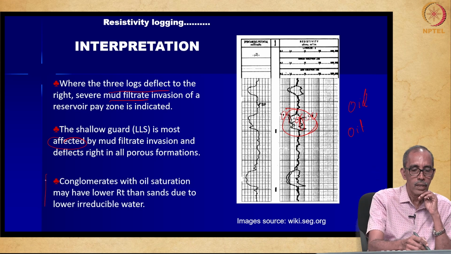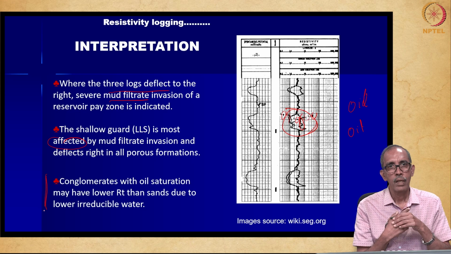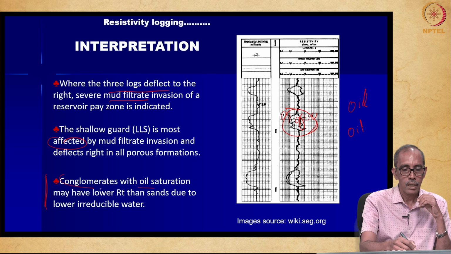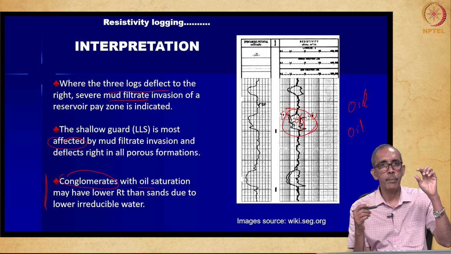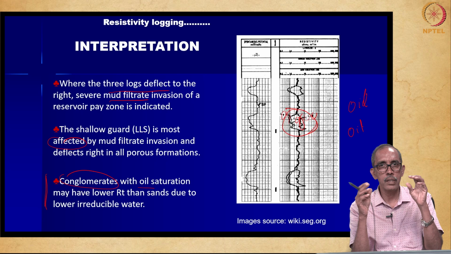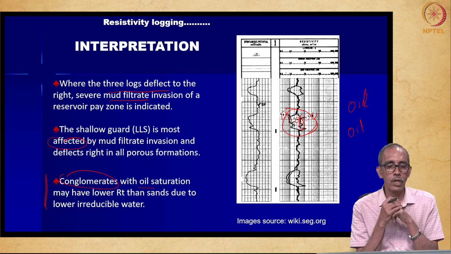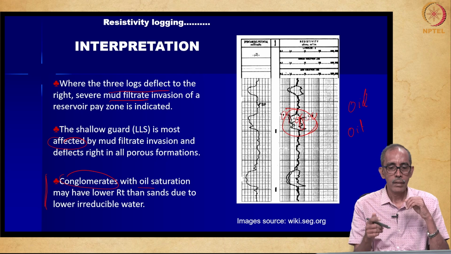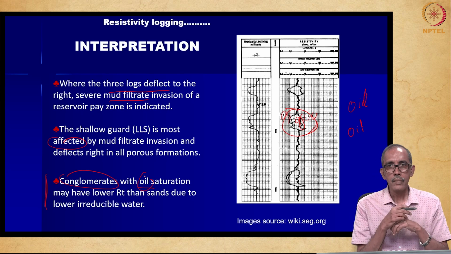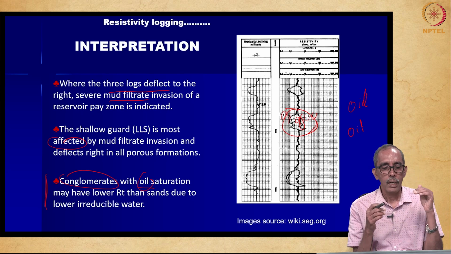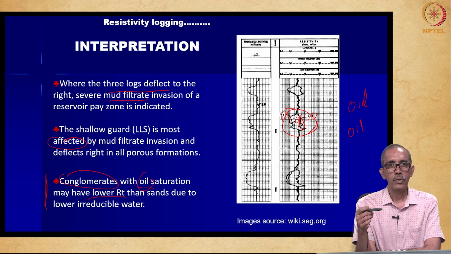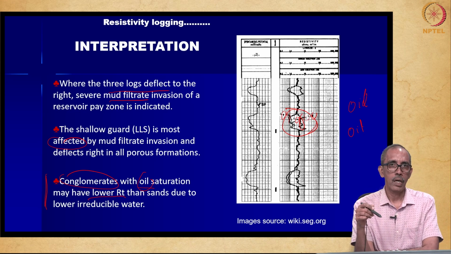So, further we are also able to differentiate coarse grain formation from the fine grain formation. Conglomerates, which are nothing but coarse grained, like pebbles, all of us have seen pebbles. Pebbles bound together are known as conglomerates. When these rocks are having oil, then they will have lower resistivity than sands due to lower irreducible water, right?